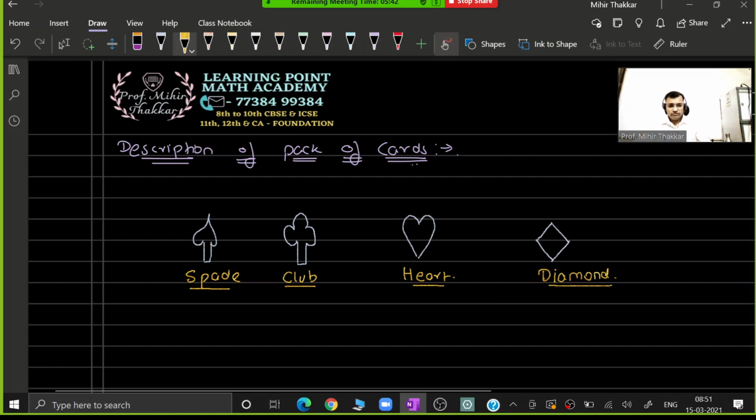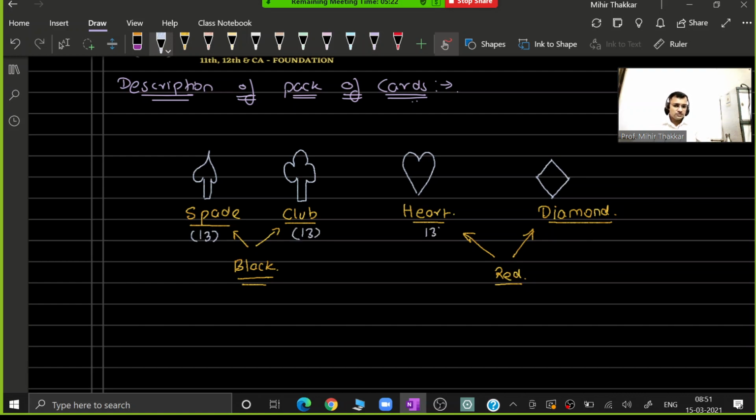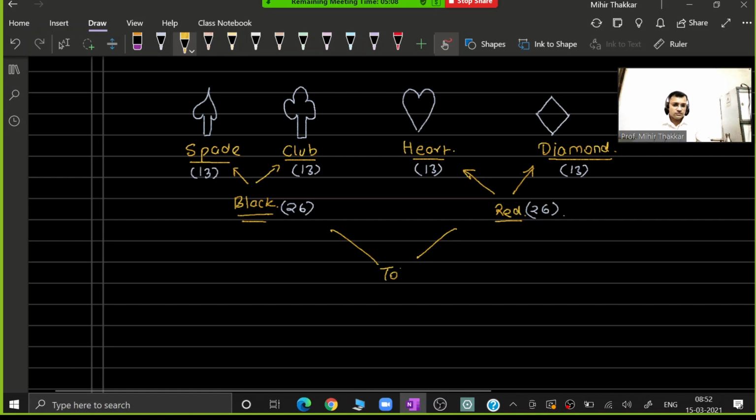Over here, these both are black in color. These both are red in color. Each of them has 13 spade cards, 13 club cards, 13 heart cards and 13 diamond cards. So in all, there are 26 black cards and 26 red cards. Therefore, if I take the total, it comes out to be equal to 52 cards in a pack of playing cards.